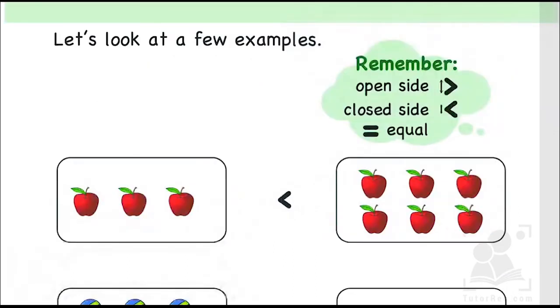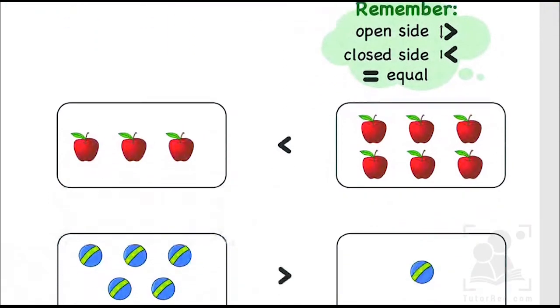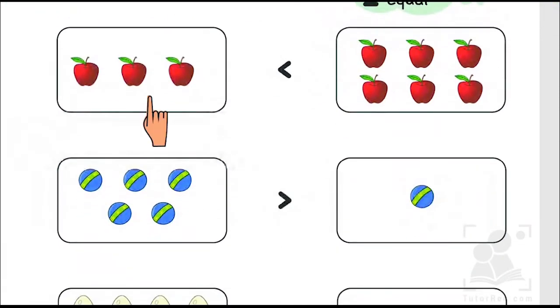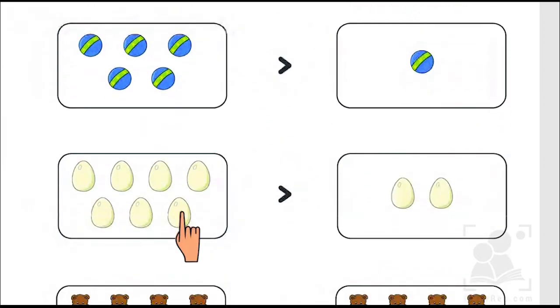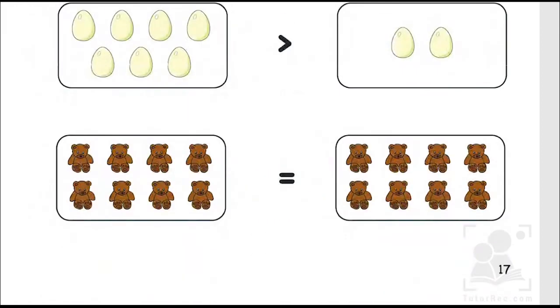Here are some more examples. We need to remember this thing. This is really very important, that the open side is for the greater one, the closed side is for the lesser one, and this is the equal sign. So let's practice. 3, it means this is less, that's why we have kept the closed side. 3 and 2, 5 and 1, it means 5 is greater, that's why we have kept the open side over here. More objects than this one, it means we have to keep the open side towards it. This is the sign of greater than.